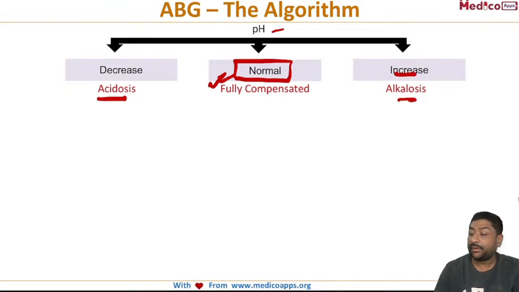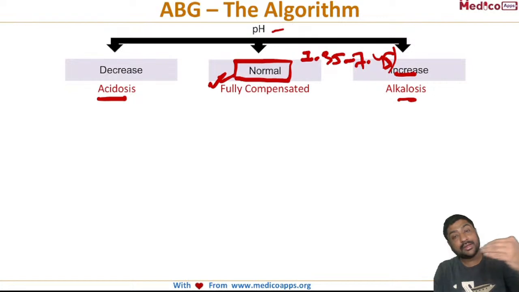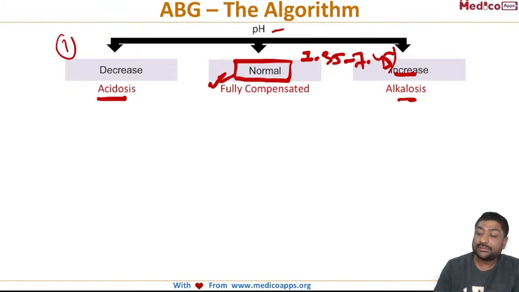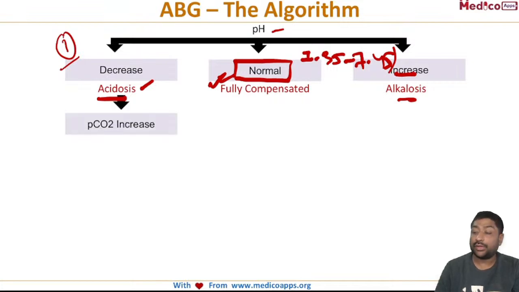So we remember 7.35 to 7.45. This is the normal pH range. Whenever the pH in your ABG is below this, it is acidosis; above this, alkalosis. So by this we answer our first critical question: when you are given an ABG, is it an acidosis or an alkalosis? Now let's move forward. Let's say it is an acidosis. Now what will we do? We will look at the PCO2 value.